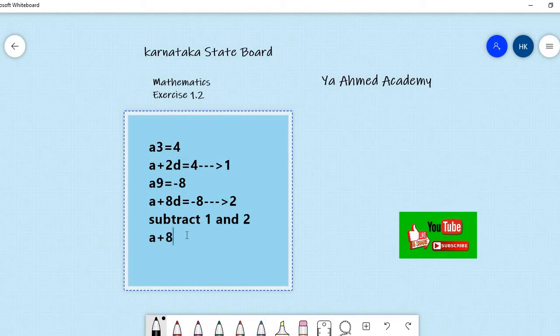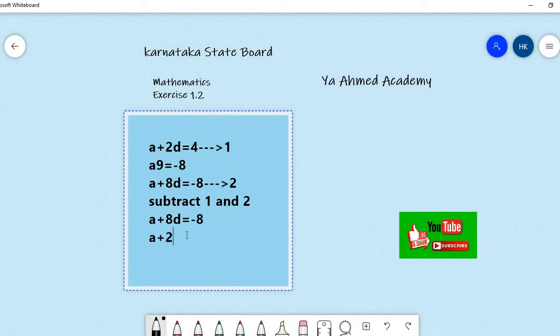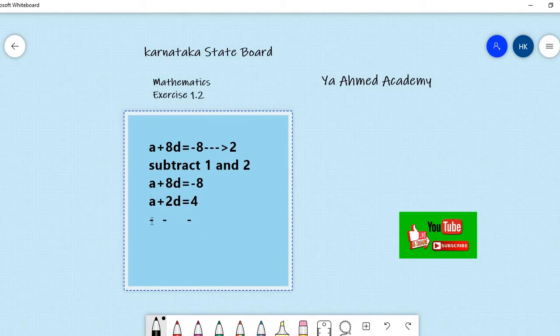So a plus 8d equal to minus 8, and here a plus 2d equal to 4. Now change the signs, since you have to subtract. Plus a will become minus a, plus 2d will become minus 2d, and plus 4 will become minus 4. Now, according to the signs, just subtract. Plus a and minus a will get cancelled because a positive term and a negative term will always cancel. Now you have 0 here. Next is plus 8d and minus 2d.